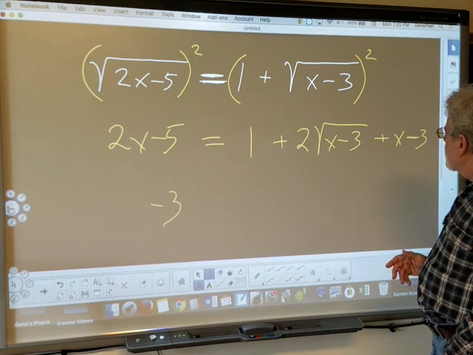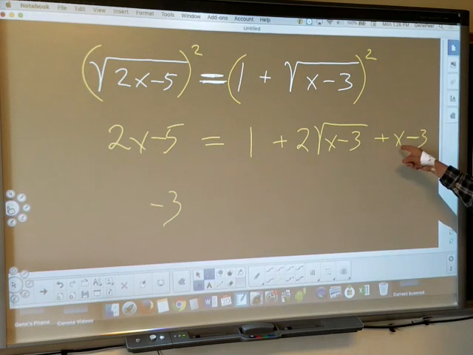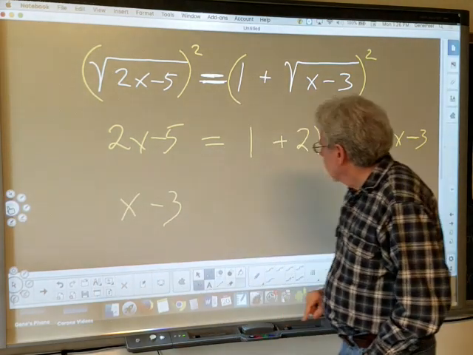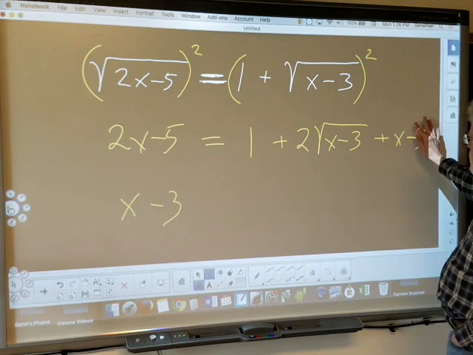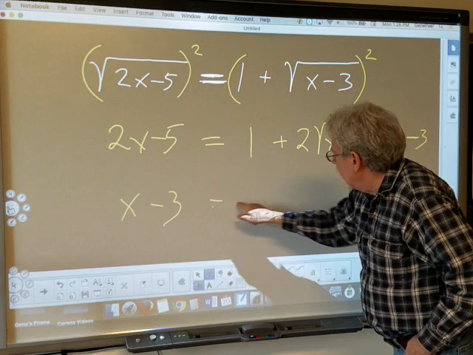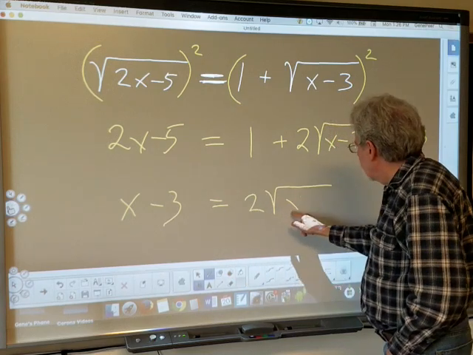Then let's get the x's together. Let's subtract that x from both sides. So it's now gone. That 2x becomes a 1x. So I got rid of my minus 3, I got rid of the 1, I got rid of the x. The only thing left now is the 2 times the square root of x minus 3.